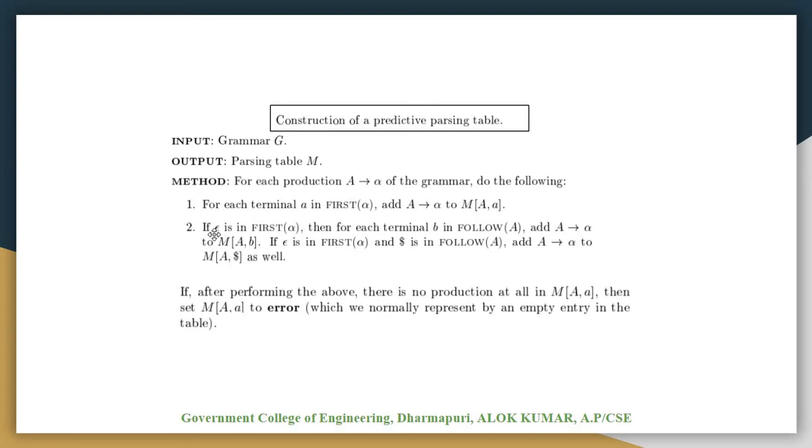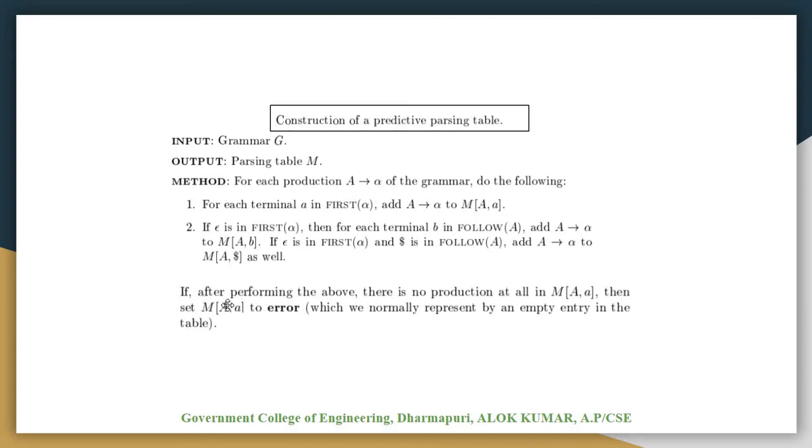In the same manner, the second rule is: if empty is in first of alpha, then for each terminal b in follow of A we add this production rule to this position in the predictive parsing table. And in the second rule itself, if empty is in first of alpha and dollar is in follow of A, then we add the same production rule to the position where dollar comes. So these two rules we have to follow when constructing a predictive parsing table.